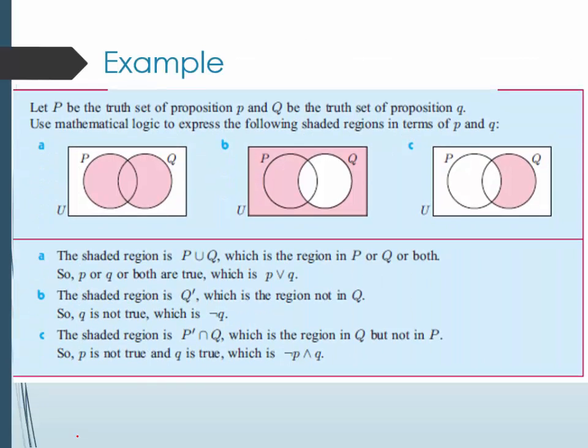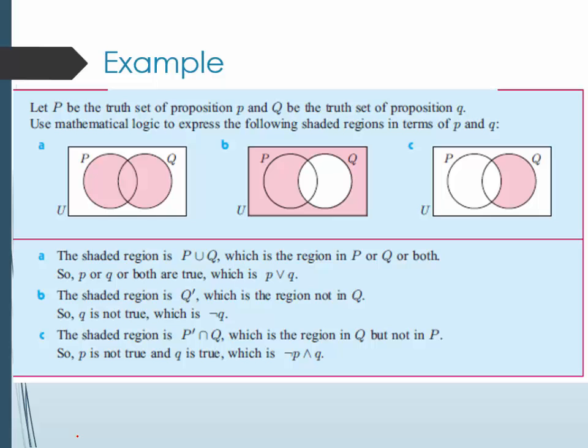So, we are now officially back and forth in these two classes right now. Okay, so let P be the truth set of the proposition P and Q be the truth set of the proposition Q. Use mathematical logic to express the following shaded regions in terms of P and Q. Okay, so we have a couple things that we can do. We can do negation, we can do disjunction, we can do conjunction, and we can do exclusive disjunction. So we can do those things.